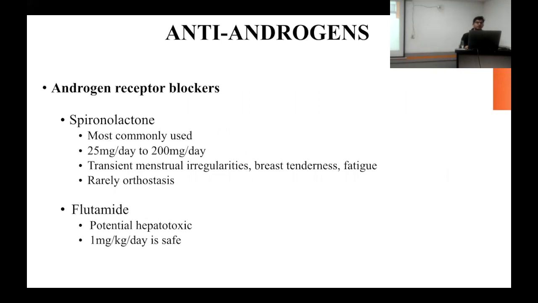Antiandrogens, such as ARBs, spironolactone, which is the most commonly used. We start at 25 mg per day and go up to 200 mg per day. Flutamide, it is highly bad. Never use spironolactone without OCs. These are only after OCs.